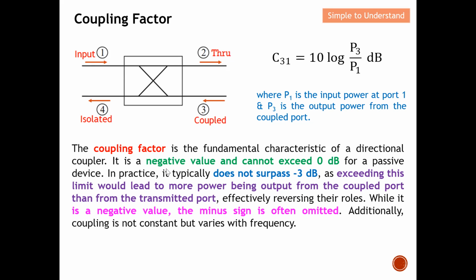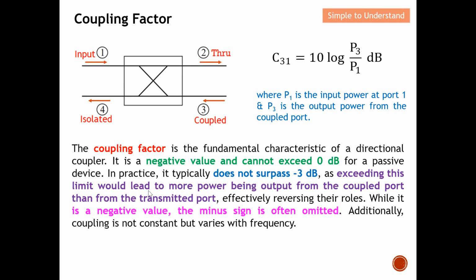Okay, this coupling factor is a negative value. Typically, it cannot exceed 0 dB for a passive device. Because this is a passive device, this coupling factor cannot exceed 0 dB. In practice, it typically does not even go above -3 dB.